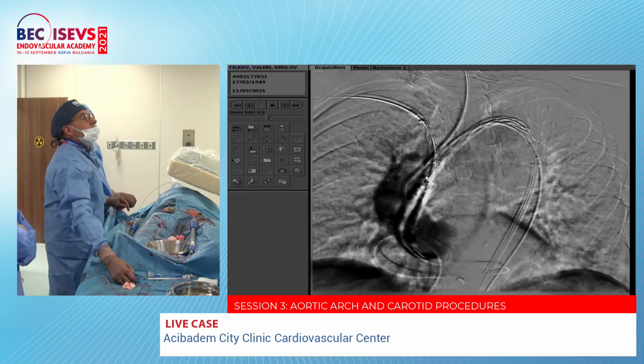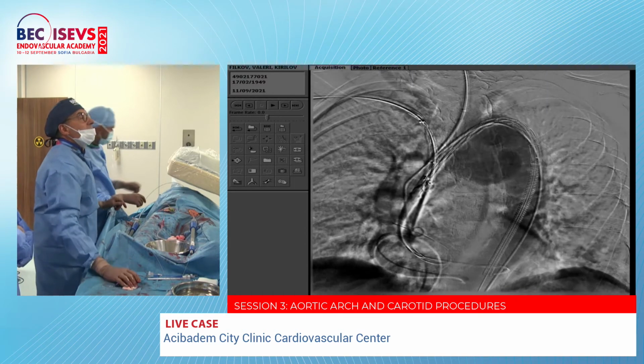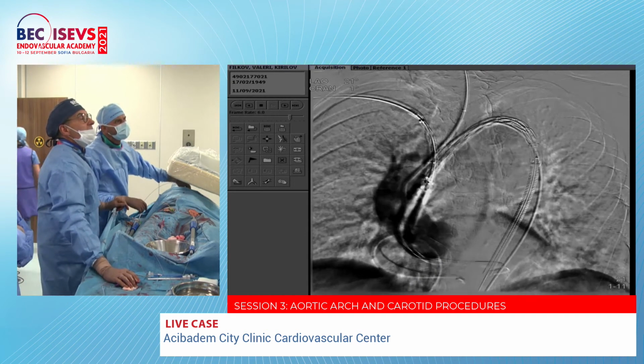Yeah, he has to go down far here because the aneurysm is in this elongated arch here.